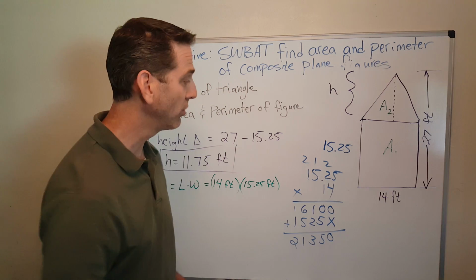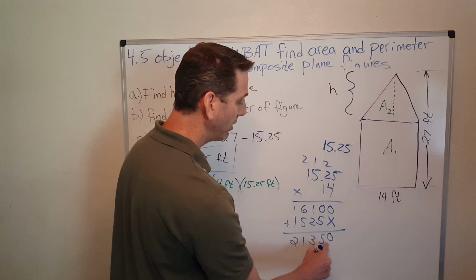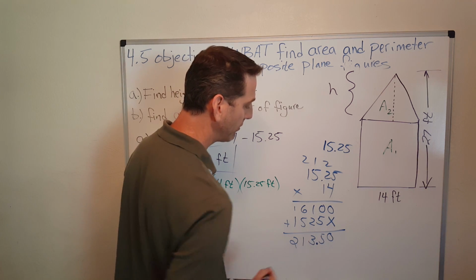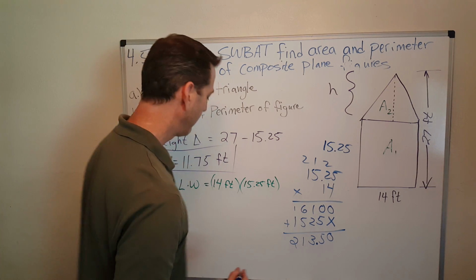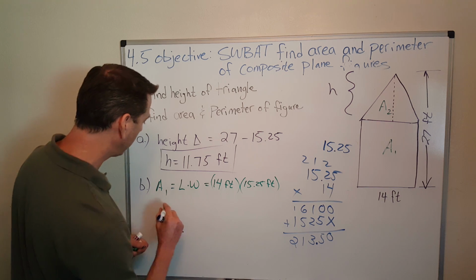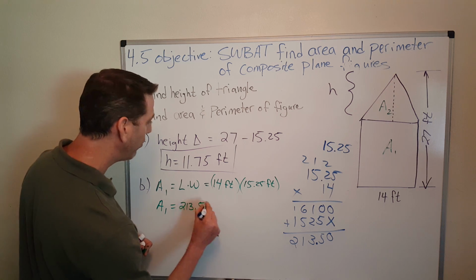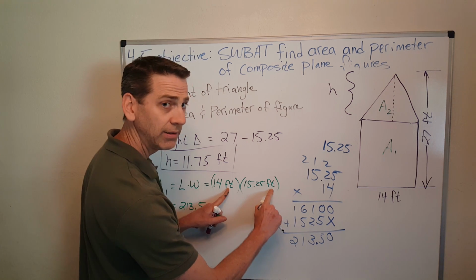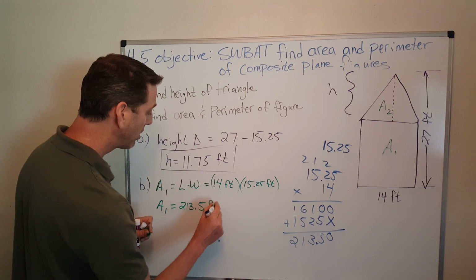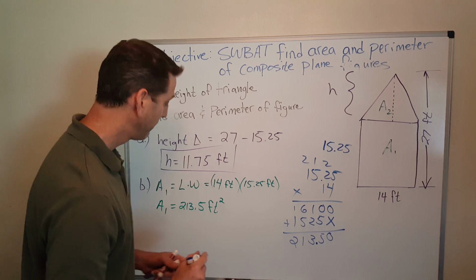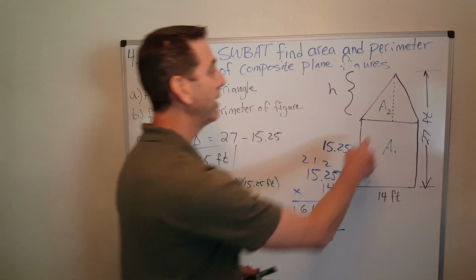Now, where does my decimal go? Well, I have 2 numbers to the right of my decimal, so I have to move it in 2 places to the left. So I get 213.5. So area 1 is 213.5. Now that's feet times feet, which is not feet, it's feet squared, or square feet. Okay, so there's area 1. And now I need to find area 2.